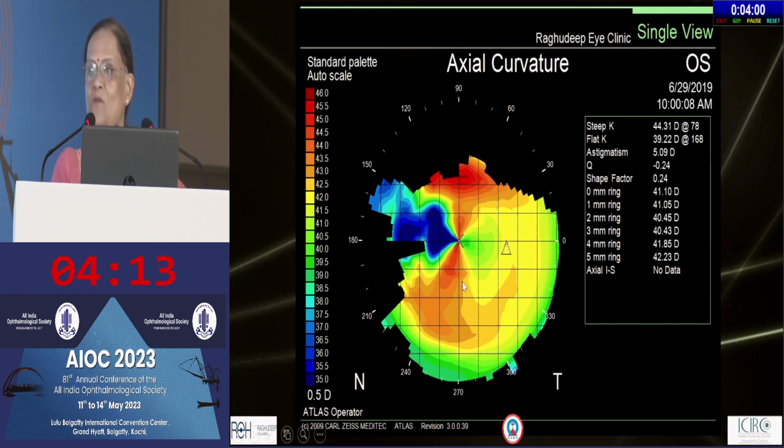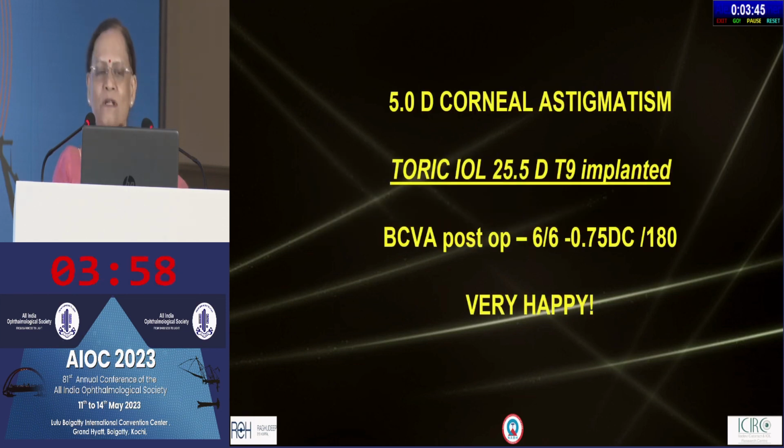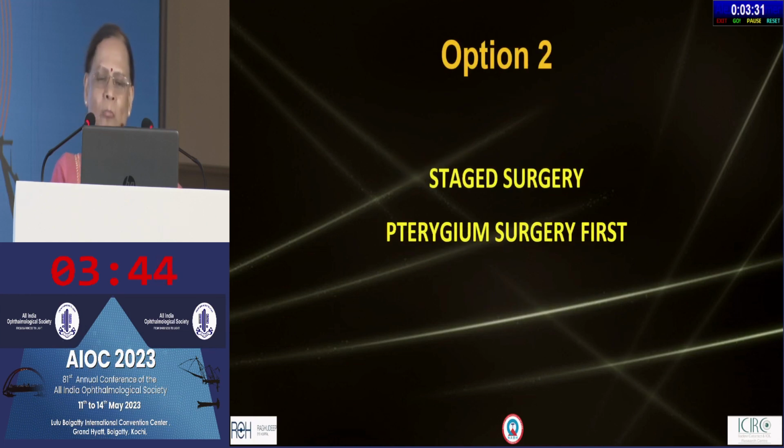Plus his pupil was not fully dilated, so probably we could get away with doing a toric IOL. We did optical biometry and used the Barrett toric calculator, which is incorporated in the LensStar, and we put a toric IOL T9. His best corrected visual acuity was good with a minimal residual refractive error, and the patient was very, very happy, even with that large pterygium in his eye.